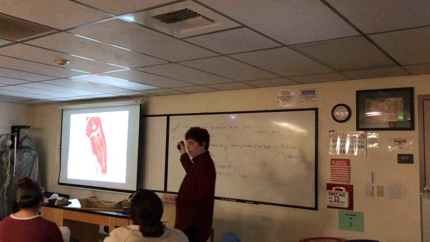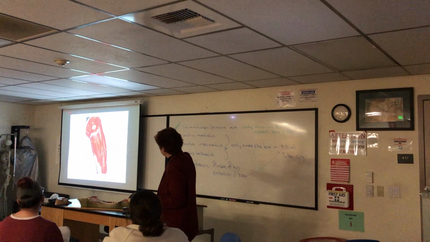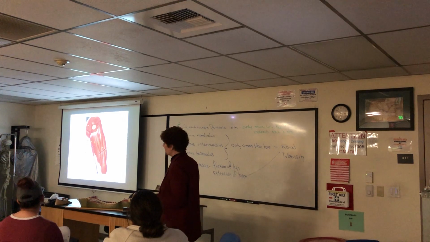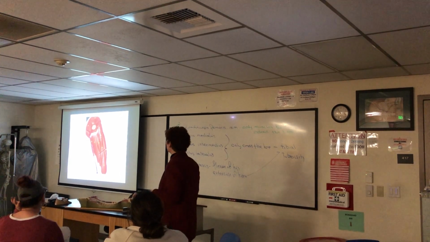So these are the models that are in 418. Here is sartorius, here is gracilis, and here would be adductor magnus, and down here between gracilis and vastus medialis would be adductor magnus as well, okay?